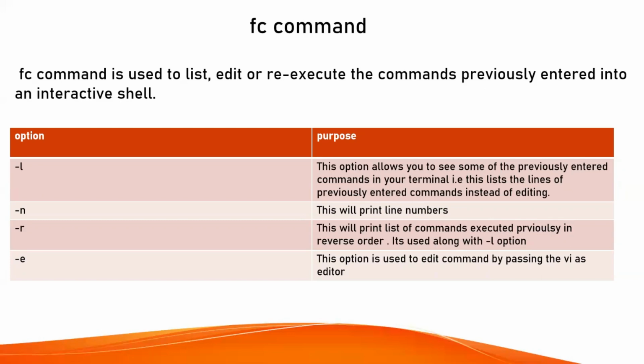The first is -l. If you want to know the list of previously executed commands in your terminal, fc -l gives you that. If you want to know the line numbers on which each command is, use fc -ln. -r gives you the commands previously executed in reverse order. So when you do fc -l, you get the list of commands in ascending order, but when you do fc -lr, it gives you descending order. We will see the difference soon in our demo session.